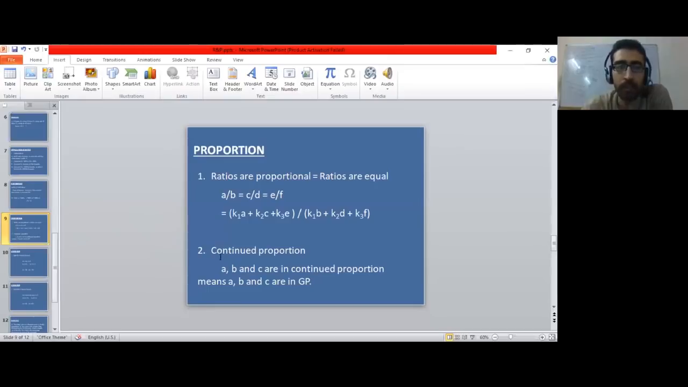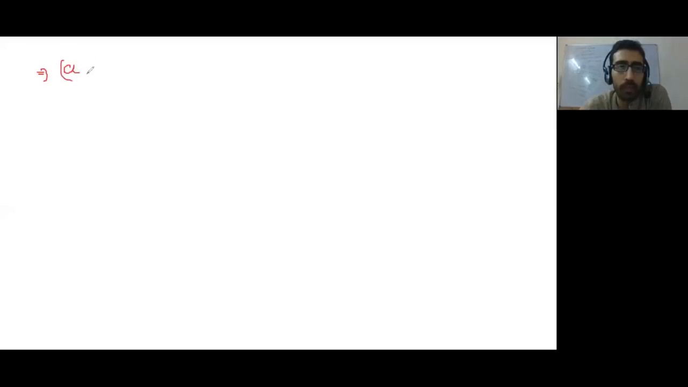Till now it's clear. And of course, talking about continued proportion, which is another usage of the term proportion. If the question says A, B, and C are in continued proportion, it essentially means that A, B, and C are in GP. What does that look like? Let's go back to the board. So, another application is A, B, C, D, E, and so on are in continued proportion.